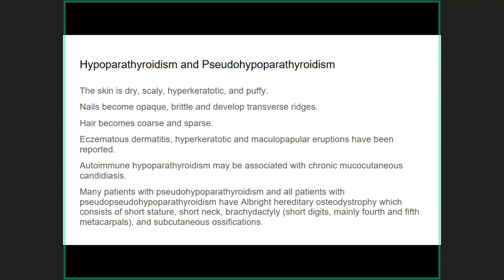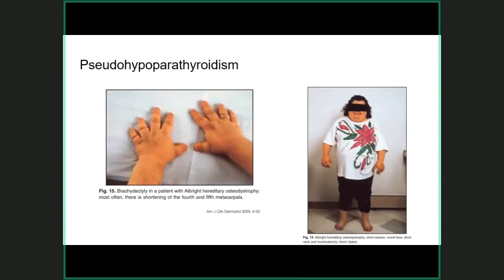And in pseudohypoparathyroidism, or in pseudo-pseudo, which is where the paternal allele is responsible, you might have more dramatic presentations like your Albright's hereditary osteodystrophy, which consists of short stature, short neck, brachydactyly, especially shortening of the 4th and 5th metacarpals, and the presentation that you can see here.